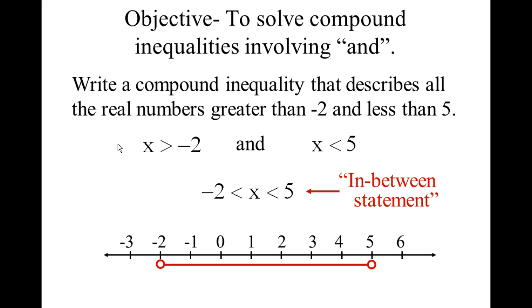So I want you to notice how the left one flips around. We have x is greater than -2 right here, but then down here it's this, but just flipped around. So remember, all the numbers greater than -2 is the same thing as -2 is less than all these numbers. These two are logically the same. They mean the same thing. All right, got that down?